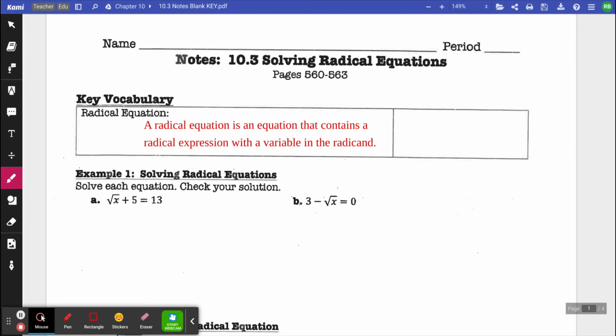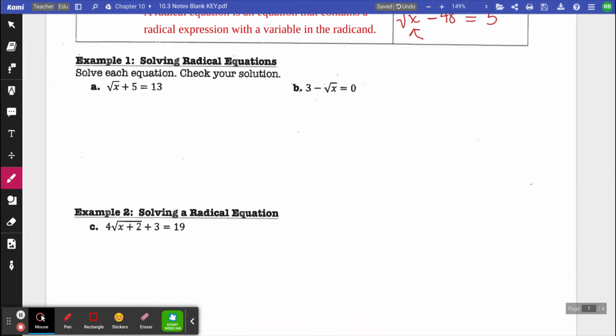So we have to have an equation, which means we have to have an equal sign. And then you can have whatever you want over here. We can say 5. The radical expression has to have a variable in the radical, or as the radicand. So the radicand is whatever's underneath the radical symbol. So we'd have to have a variable here. So we can say that, and we'll say, I don't know, minus 48. All right, so that would be a radical equation. We have a bunch of them that we have to learn how to solve on these notes.